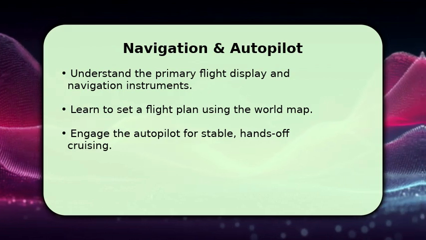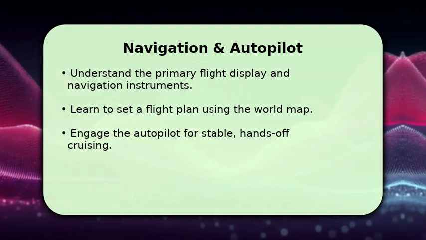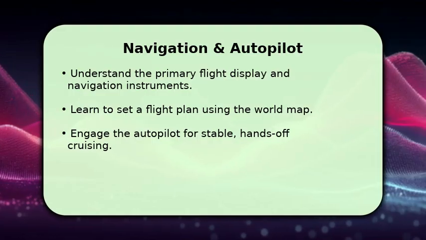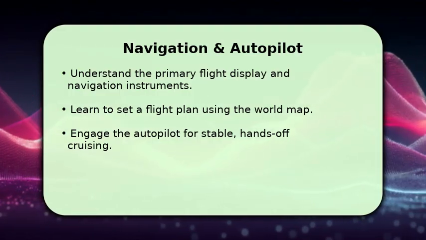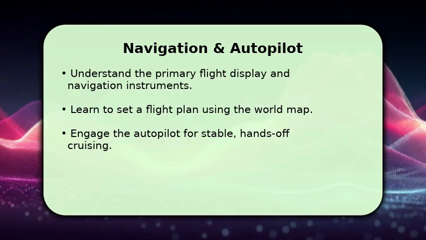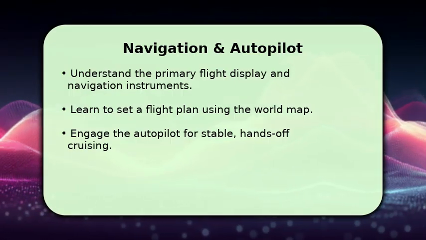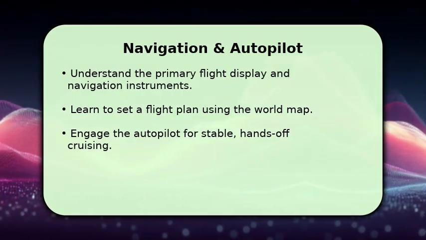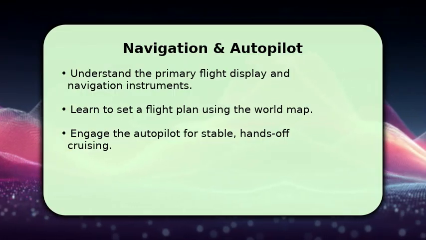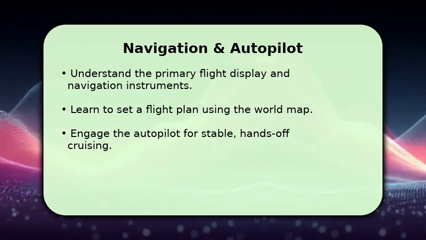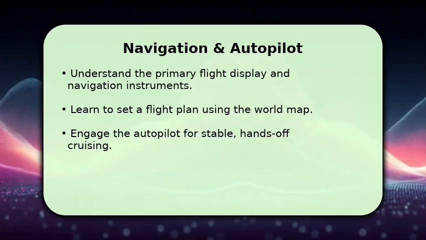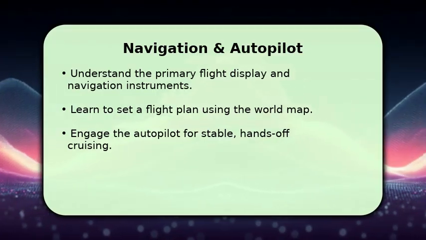Familiarize yourself with the primary flight display, which shows your altitude, airspeed, and heading. Use the world map to create a simple flight plan between two airports. As you climb to cruising altitude, engage the autopilot to maintain a steady course and altitude, allowing you to enjoy the scenery and manage other systems. This feature is incredibly helpful for longer journeys.